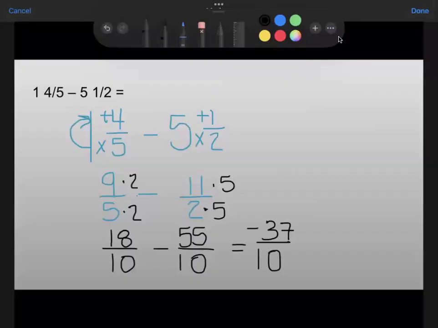We need to turn that back into a mixed number. So I'm going to go ahead and put the negative here because we know it's going to be negative. 10 would fit into 37 3 times, and there would be 7 left over. So the final answer to this should be negative 3 and 7/10.